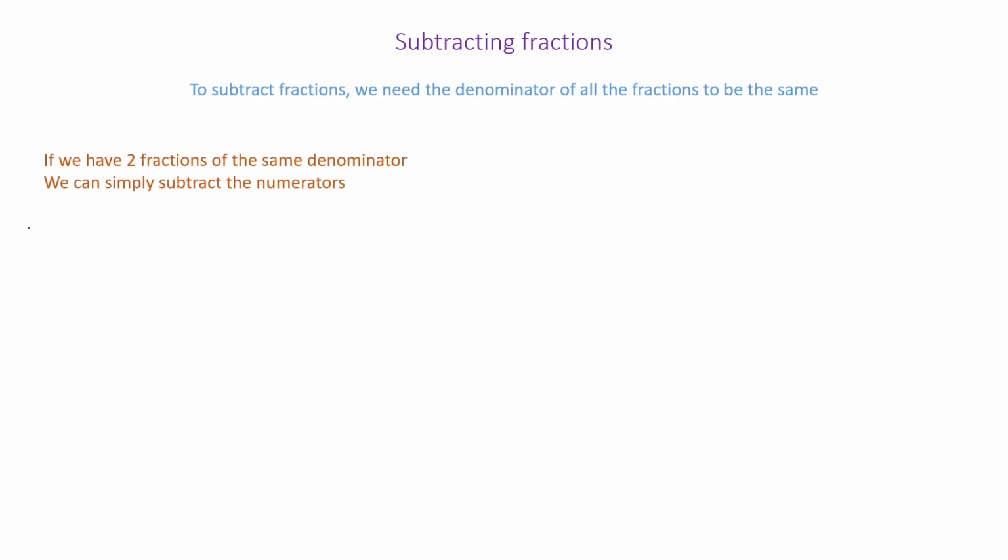Now subtracting fractions is similar. To subtract fractions, we need the denominator of all fractions to be the same. If we have two fractions of the same denominators, we can just simply subtract the numerators. For example, 10 over 4 minus 6 over 4. So now we just subtract the numerators. 10 minus 6 gives us 4, and we keep the denominator the same. 4 over 4 is just 1.